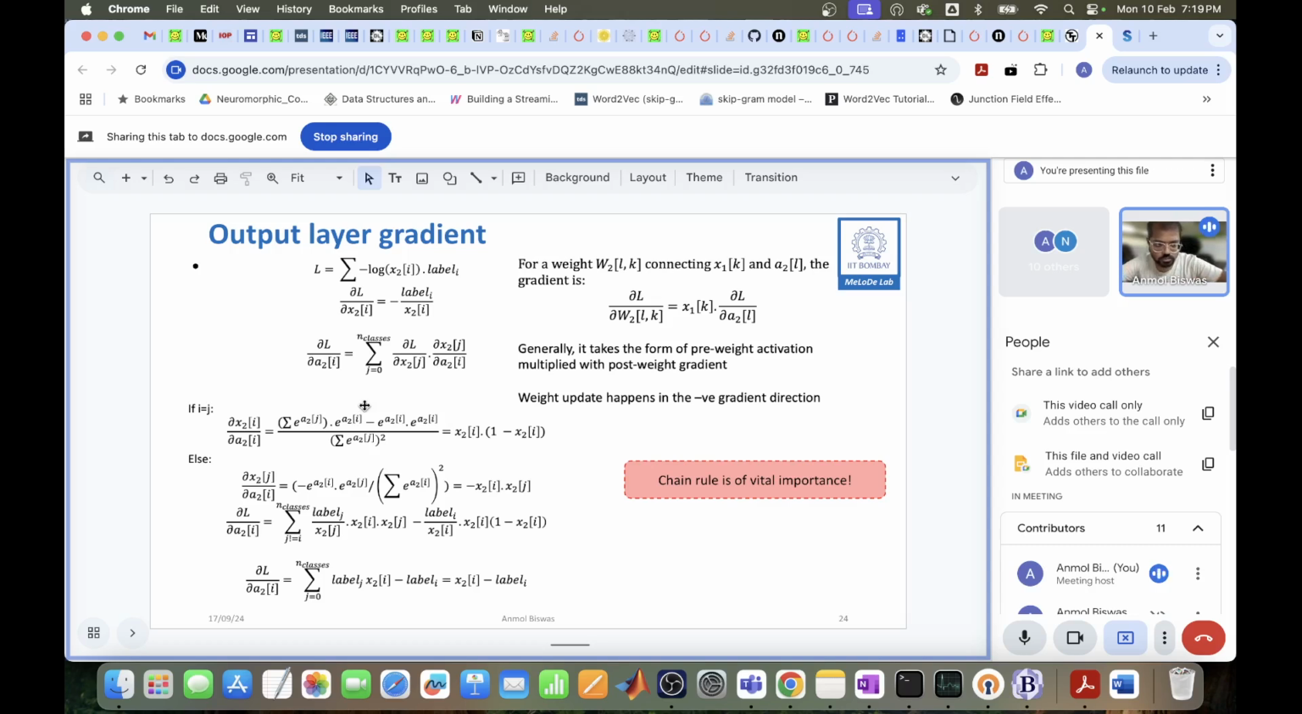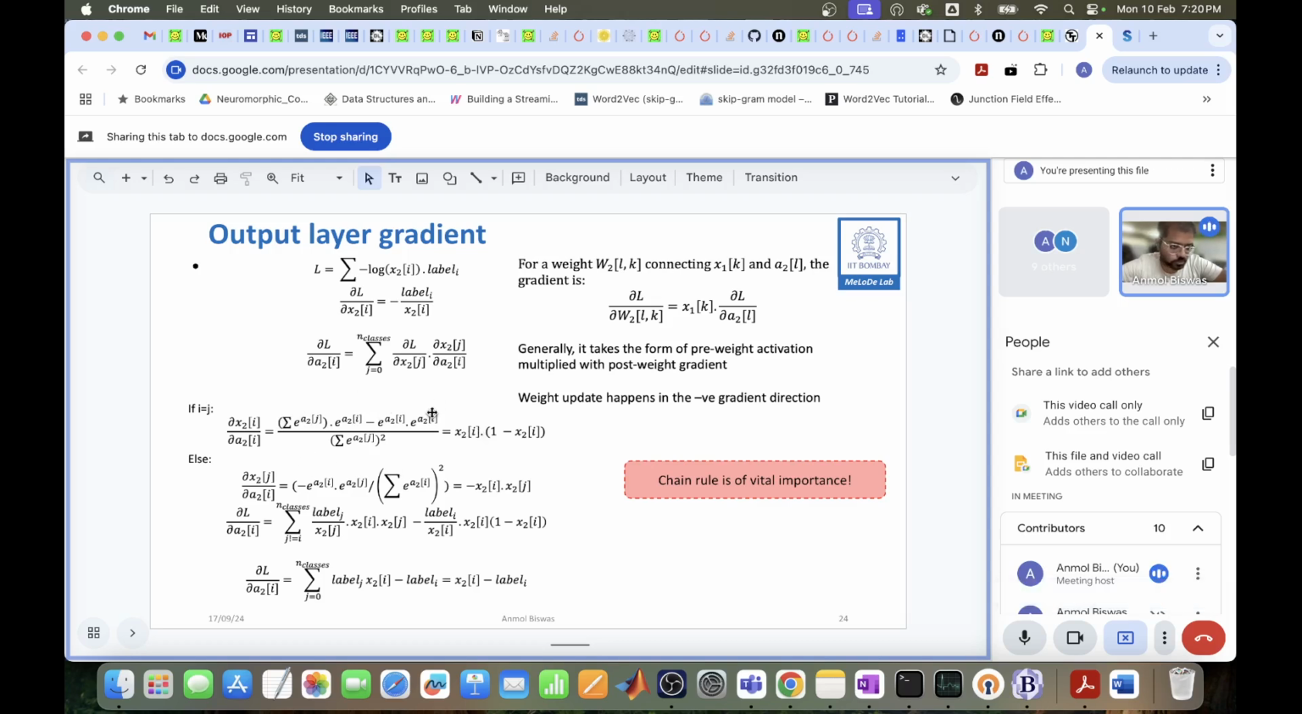That's how you do differentiation with division. When you have f by g, you get g squared in the denominator, and then in the numerator g df minus f dg, something like that. So this is just that.